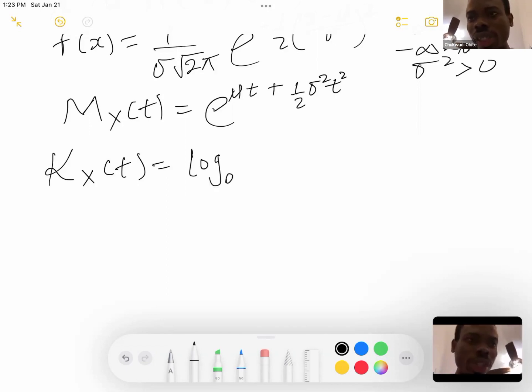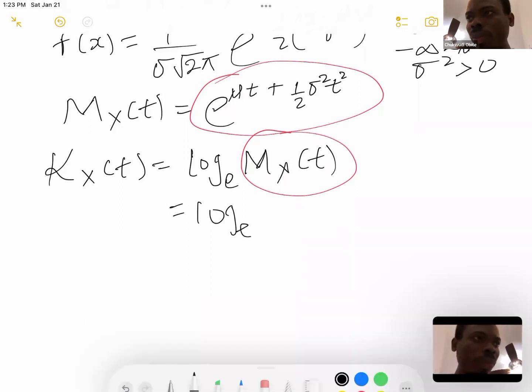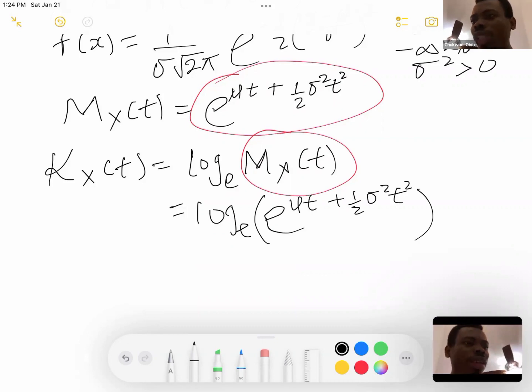So we have log E M_X(t), and we already know the M_X(t). We know this as this, so we can replace it as log E of mu t plus half sigma squared t squared. So this is the moment generating function.